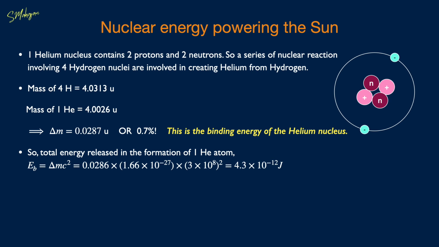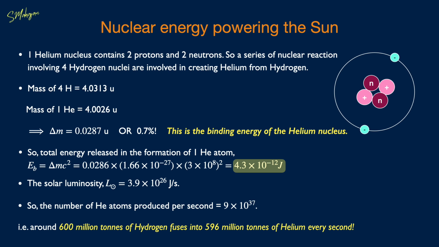Now, we can calculate that the total energy released in the formation of one helium atom, in accordance with Einstein's equation, can be given as 4.3 × 10^-12 joules. We also know that the solar luminosity is around 4 × 10^26 joules per second. So the number of helium atoms produced per second can be obtained by dividing these two quantities and comes out to be 9 × 10^37 atoms. This means that around 600 million tons of hydrogen fuses into 596 million tons of helium every second in the Sun.